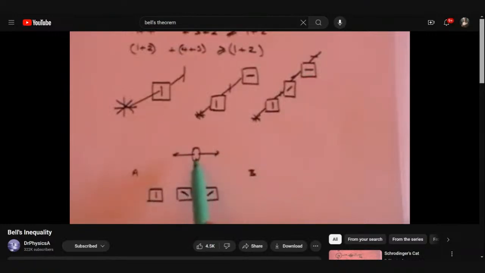Pair production of photons is different than electrons, where the spin is opposite. Rather, whatever their polarization is, it's the same.